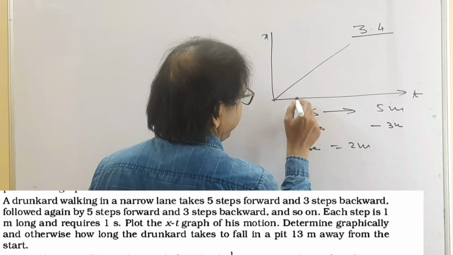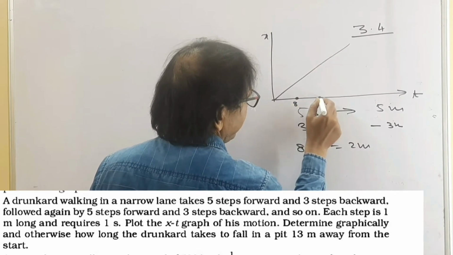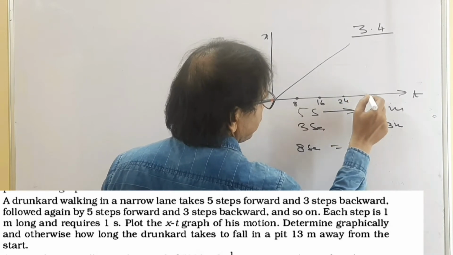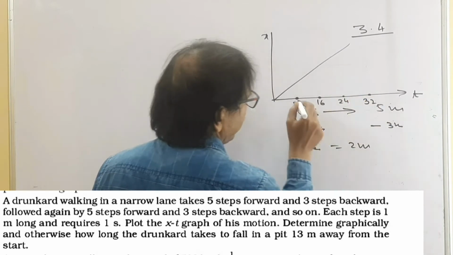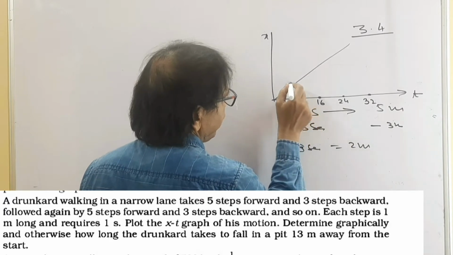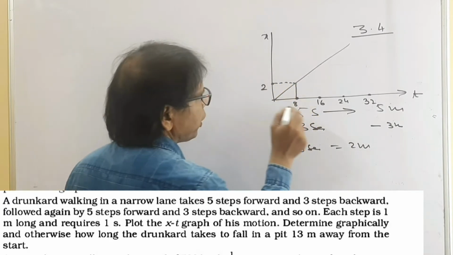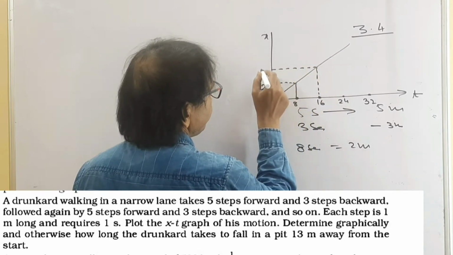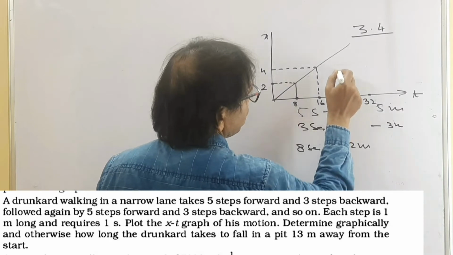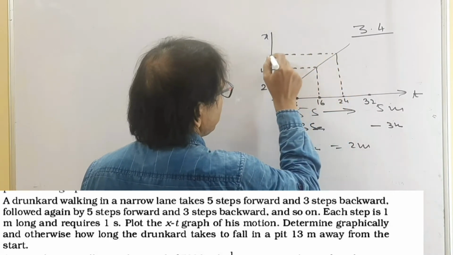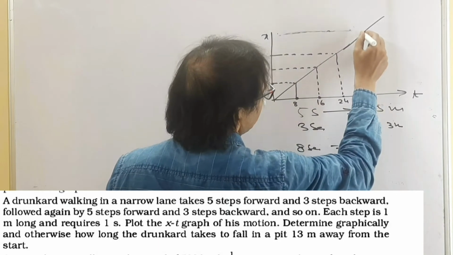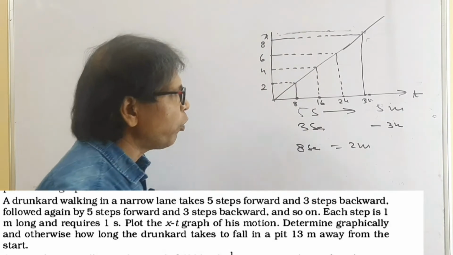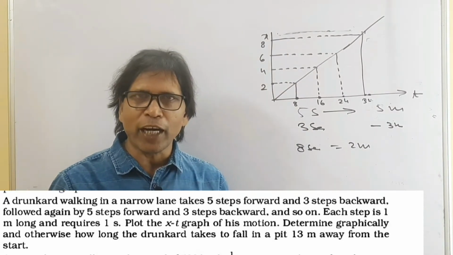Look at this, this is the 8 second, this is the 16 second, this is the 24 second, this is the 32 second. Now after 8 seconds, the displacement of the person is 2 meters. After 16 seconds, it is 4 meters. After 24 seconds, it is 6 meters. After 32 seconds, it is 8 meters. Now 8 plus 5 is equal to 13.